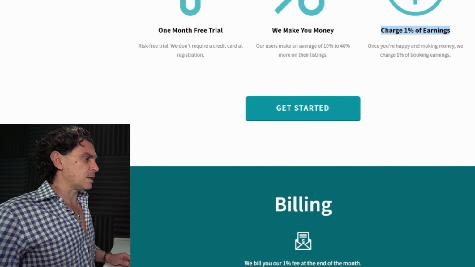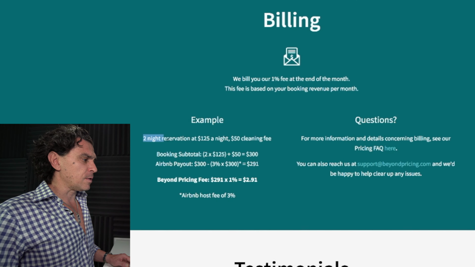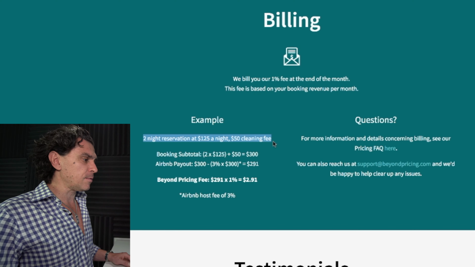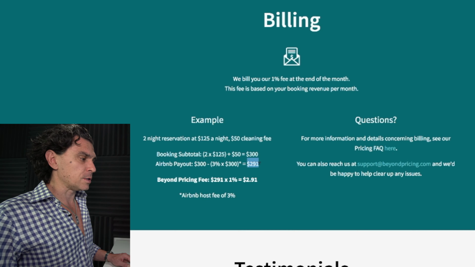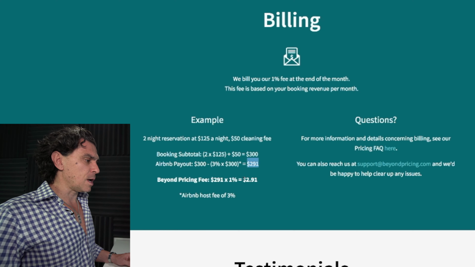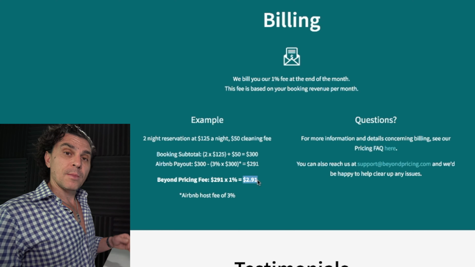And then just taking a look at an actual example. So if you have a 2-night reservation at $125 per night with a $50 cleaning fee, that would be $300. Airbnb charges 3%, so your payout is $291. Now, Beyond Pricing takes 1% of that, so it only costs $2.91 for that booking, but in my experience, I'm seeing 40% more revenue, so 1% is something that's a no-brainer. I would do that all day long.